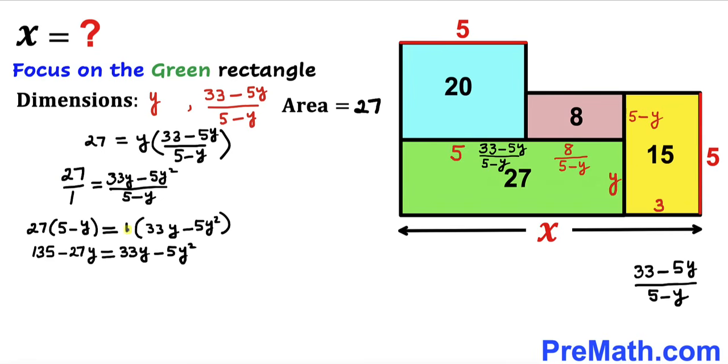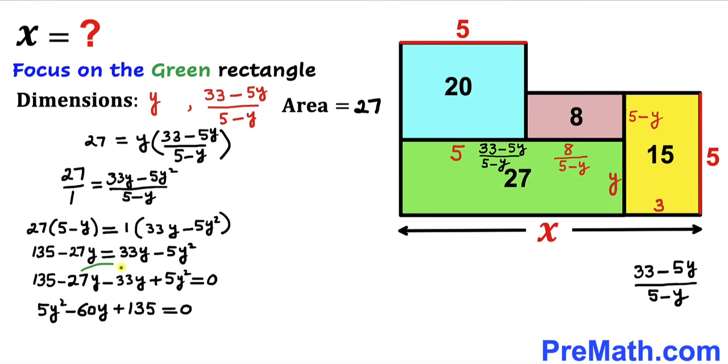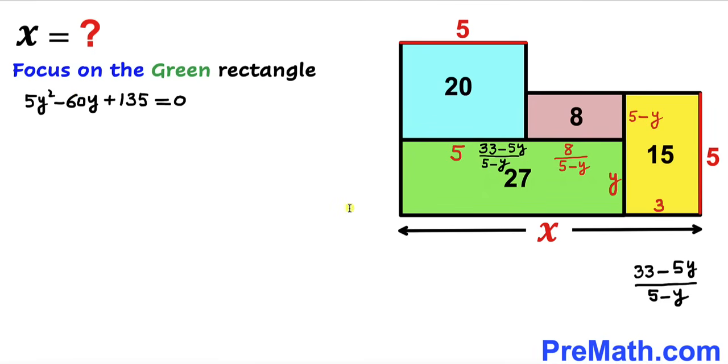And now we are going to move this 33y and this negative 5y square to the other side, as you can see in this next step. And if we combine these like terms, we end up with 5y square minus 60y plus 135 equals 0. And now we can see that all these terms are divisible by 5 across the board. So I'm going to divide each and every term by 5.